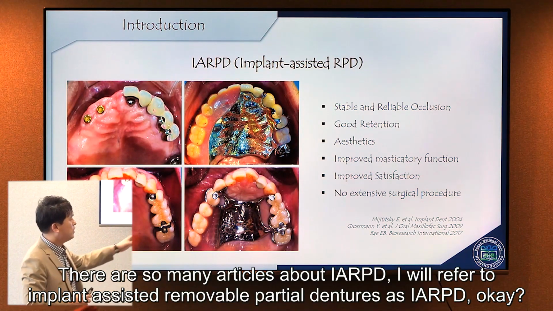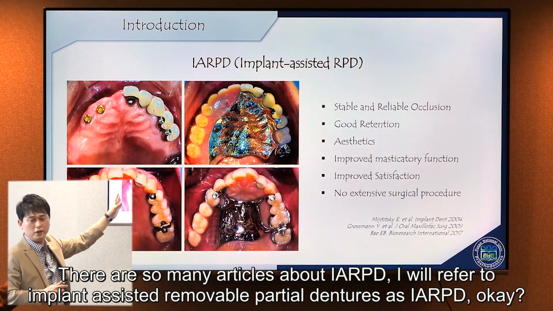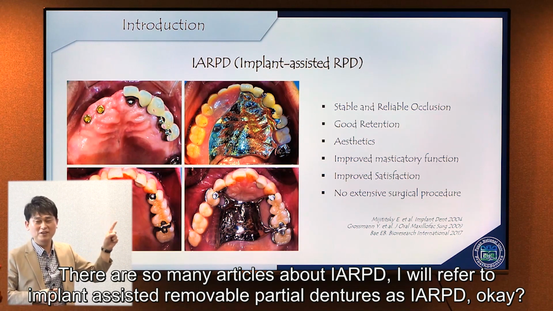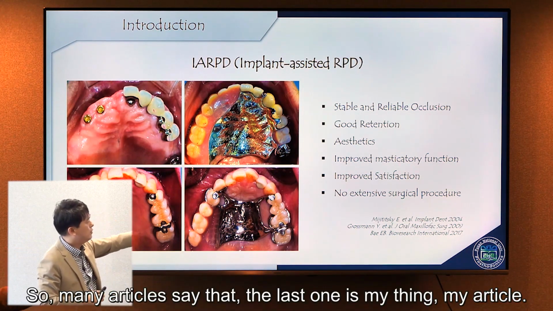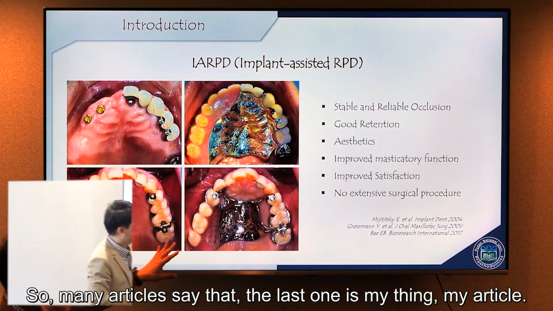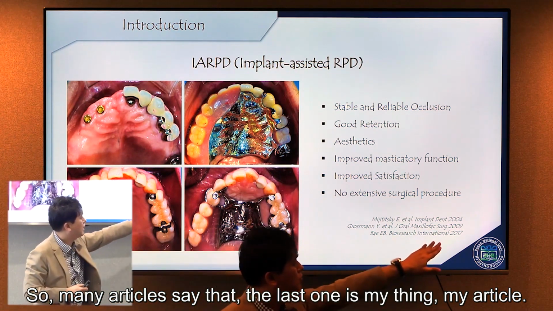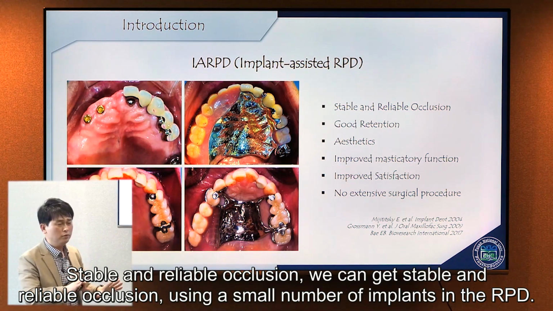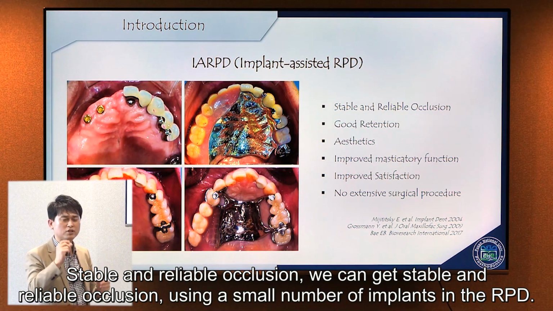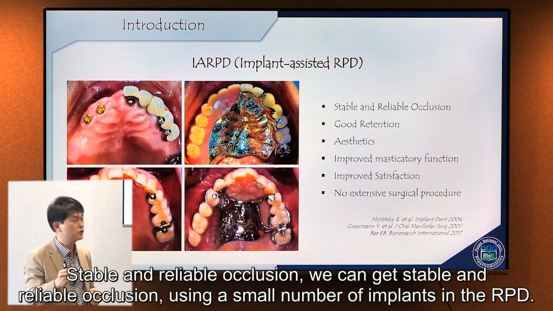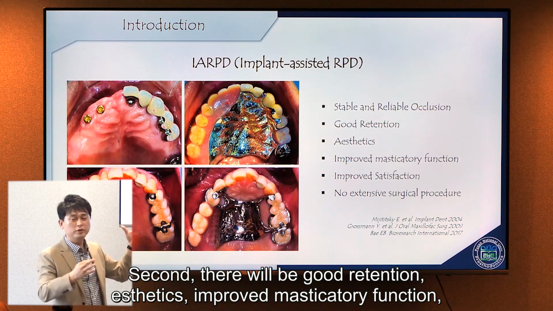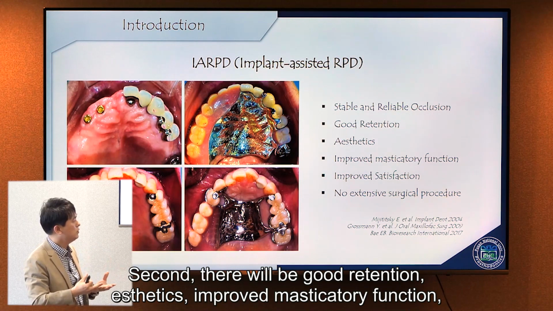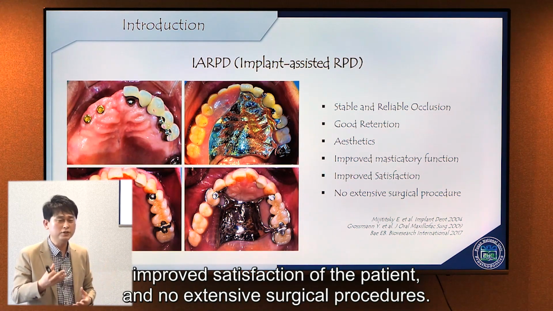Okay. So there are so many articles about IARPD. I will call implant assisted partial denture IARPD. Many articles said that. The last one is my article. Anyway, stable and reliable occlusion: we can get a stable and reliable occlusion using a small number of implants in the partial denture. Second, there will be good retention and aesthetics, improved masticatory function, and improved patient satisfaction.